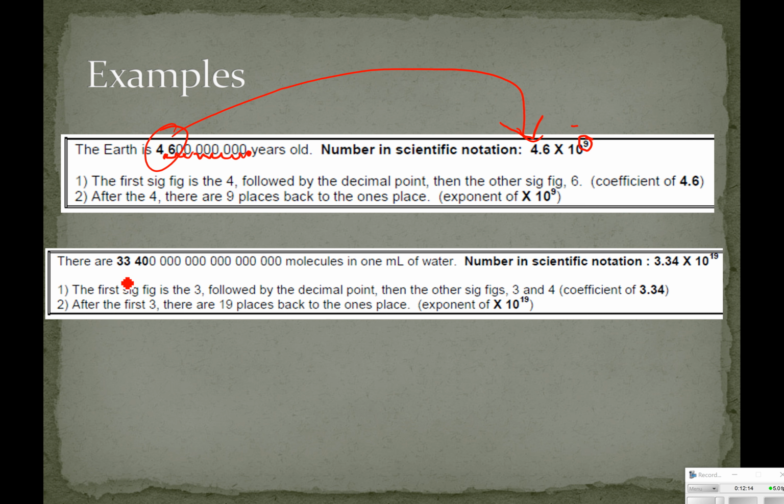Next example, we have 3 significant figures, 3, 3, 4, and a whole lot of zeros after it. This number is significantly bigger than the age of the Earth. Now, from the first significant figure, the 3 here, all the way back to the ones, we count how many spaces that is, and that is 19 places. So our 3 significant figures become 3.34. And we always use this times 10, our base 10, to the 19th power, telling us that we move the decimal 19 spots.